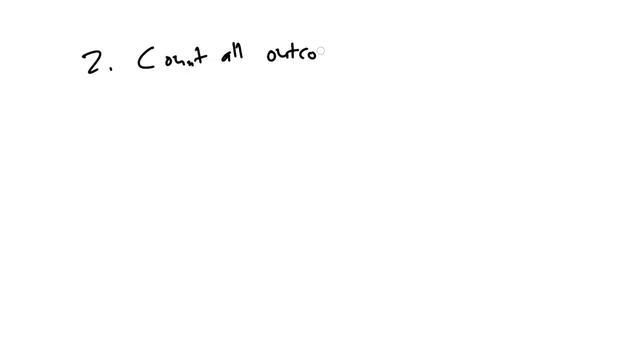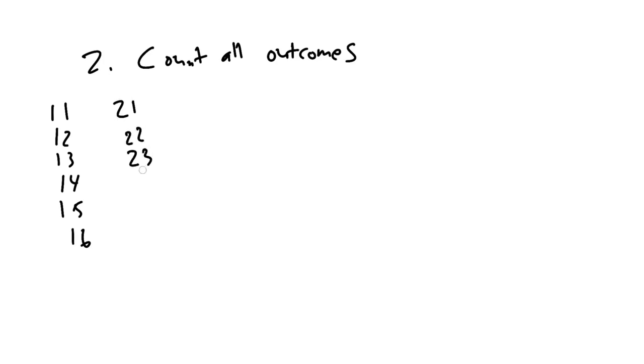Now this way is a little bit easier, though more tedious. So let's list all the outcomes. If I roll 2 dice, I could get a 1 and a 1, a 1 and a 2, a 1 and a 3, a 1 and a 4, a 1 and a 5, or a 1 and a 6. Or I could get a 2 then a 1, a 2 and a 2, a 2 and a 3, a 2 and a 4, a 2 and a 5, a 2 and a 6.